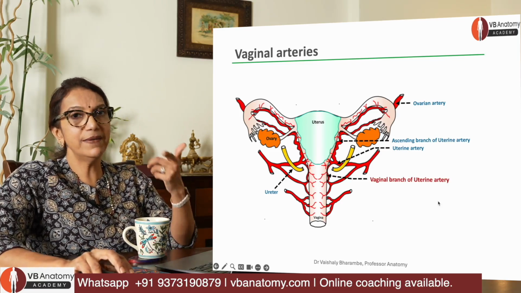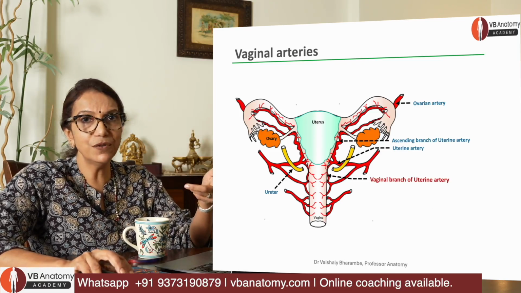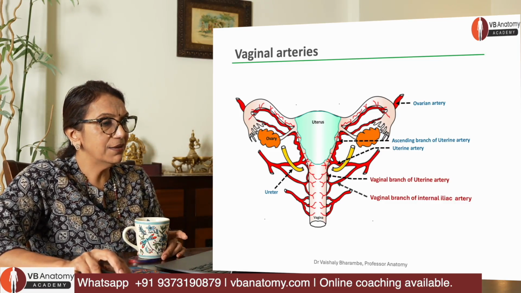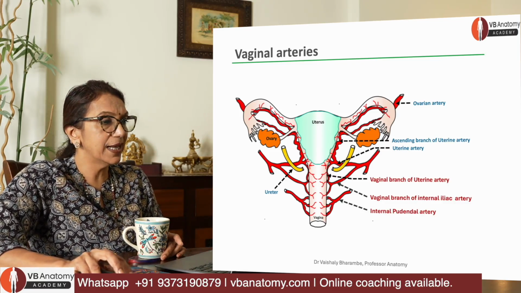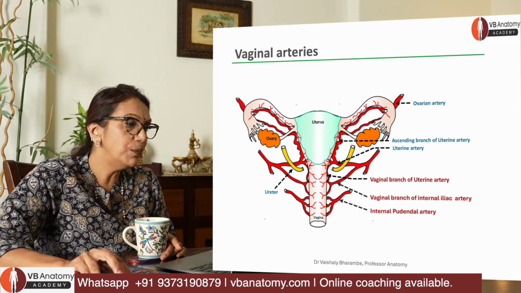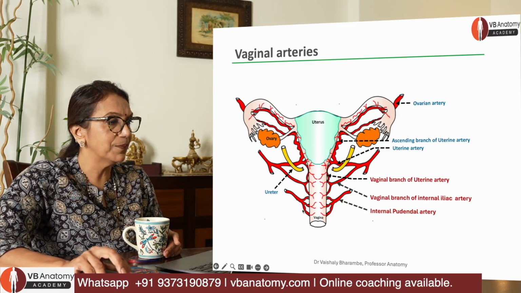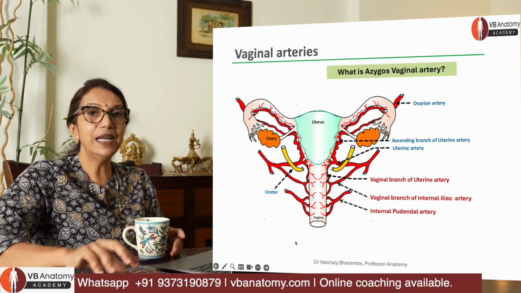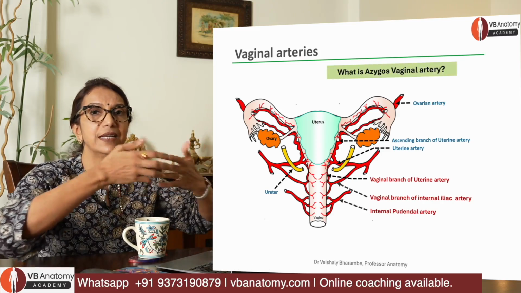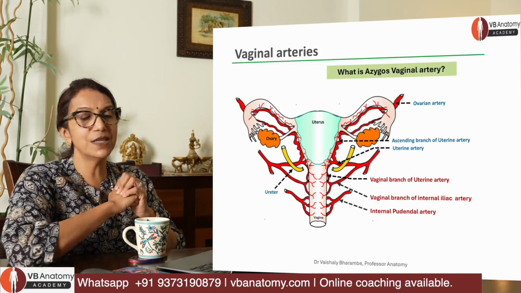So, one artery we already know, the descending branch of the uterine. The others are the vaginal branch of the internal iliac and branches of the internal pudendal. See how all of them create a kind of anastomosis anteriorly and posteriorly around the vagina.